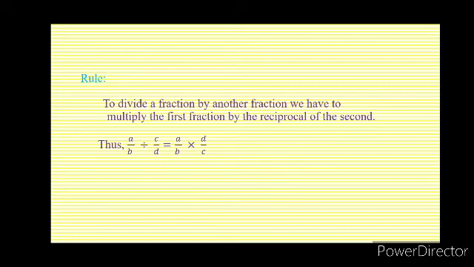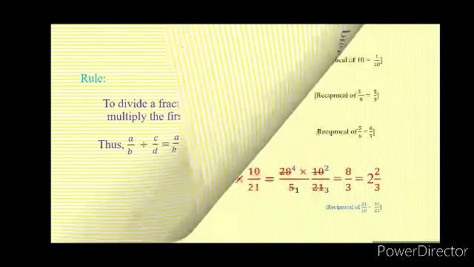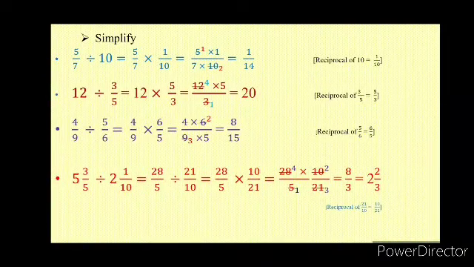A by B is a first fraction and C by D is a second fraction. So to perform the division, the first fraction is written as it is and the division symbol becomes multiplication, and you have to write the reciprocal of the second fraction, which is D by C. So thus we have A by B divided by C by D is equal to A by B into D by C. We'll see some more examples in division.